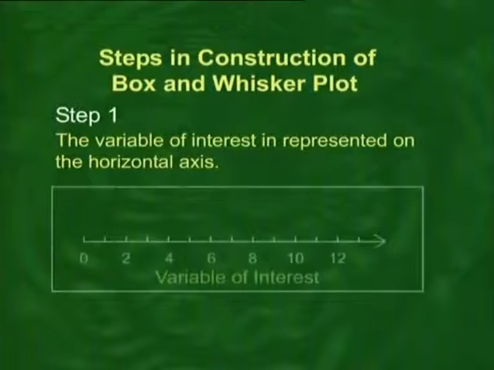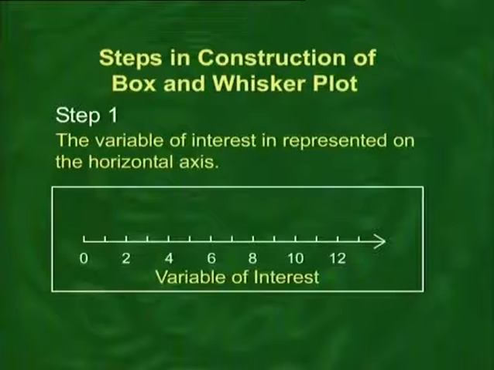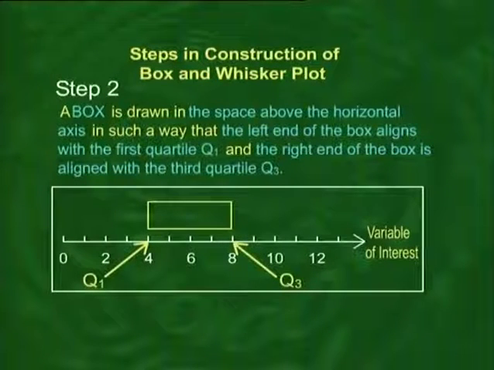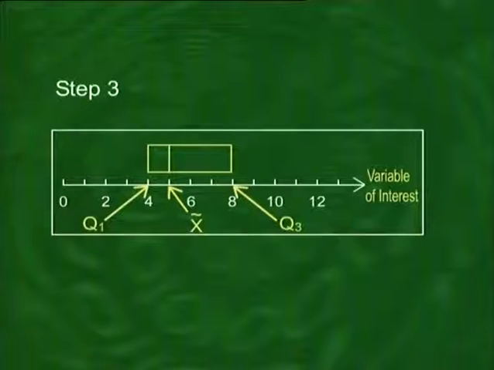The first step, as you now see on the screen, is that the variable of interest, that is the x variable, is represented on the horizontal axis. Next, a box is drawn in the space above the horizontal axis in such a way that the left end of the box aligns with the first quartile of our data set and the right end of the box aligns with the third quartile.